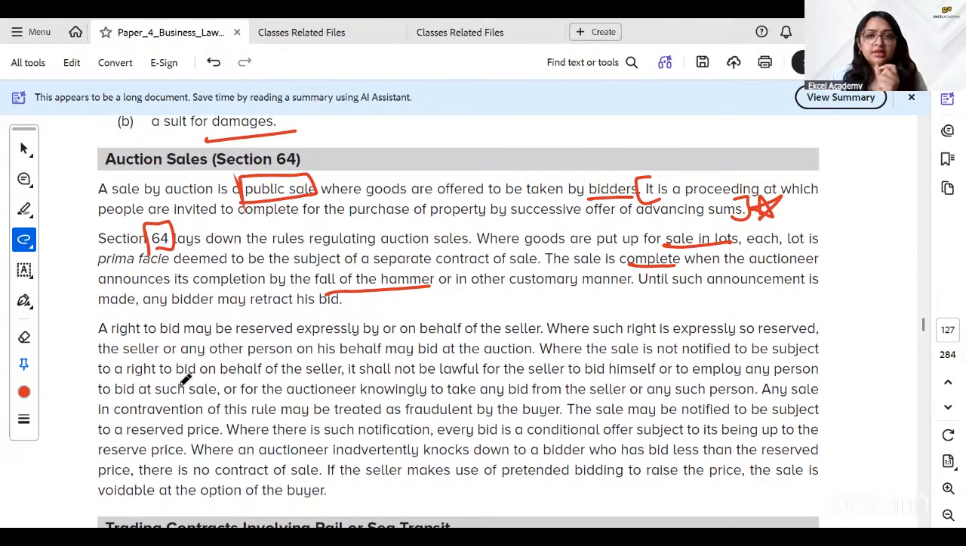All right. Then a right to bid may be reserved expressly by or on behalf of the seller. Where such right is reserved, the seller or any other person on that behalf may bid at the auction. So the seller can also bid at the auction. This is something that we have already seen and discussed. If you have any doubts, please let us know.